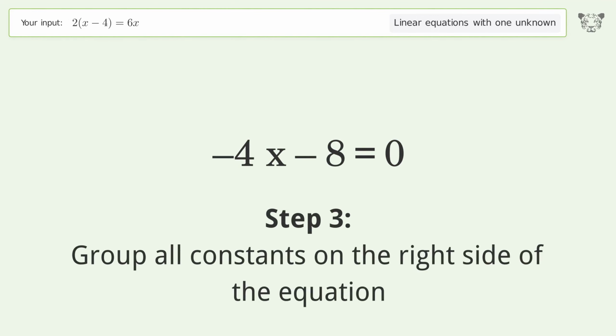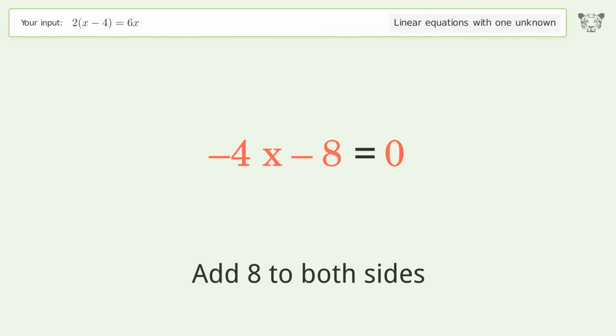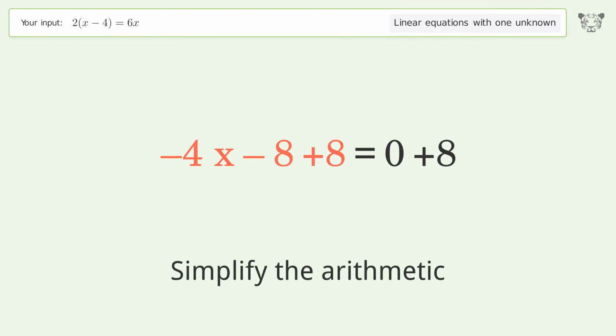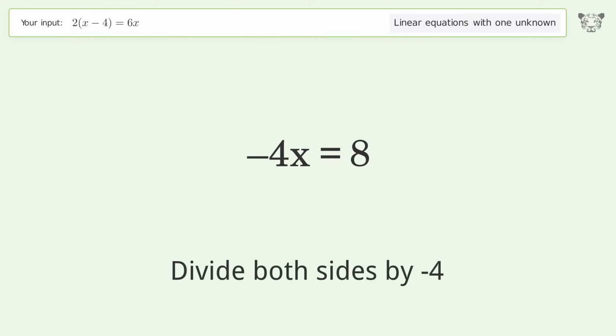Group all constants on the right side of the equation. Add 8 to both sides. Simplify the arithmetic. Isolate the x. Divide both sides by -4.